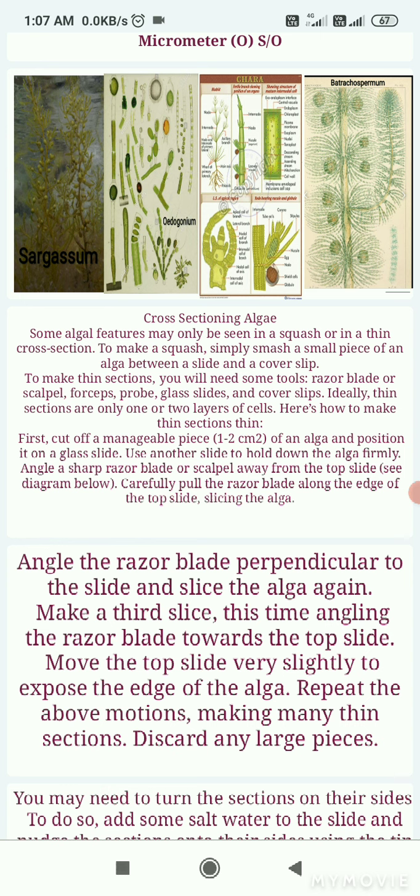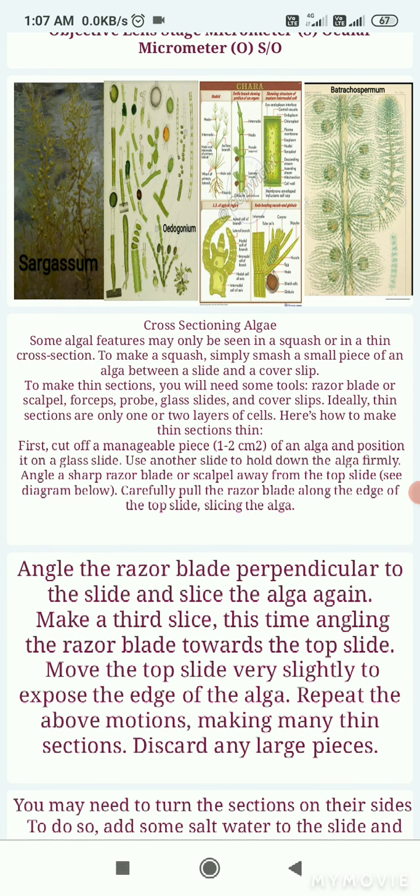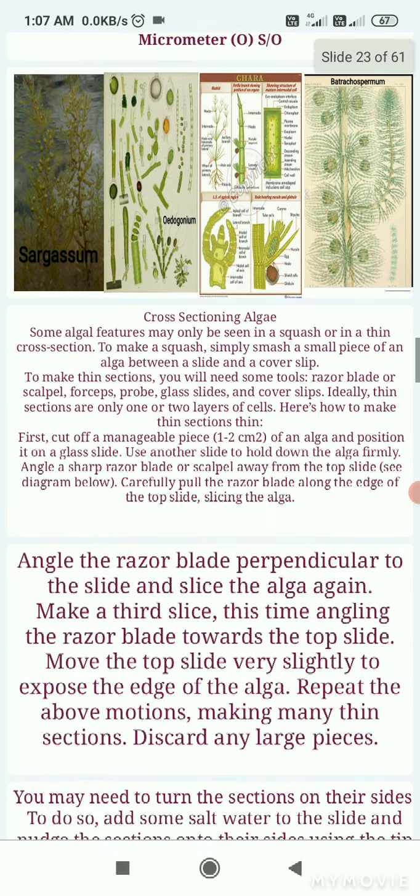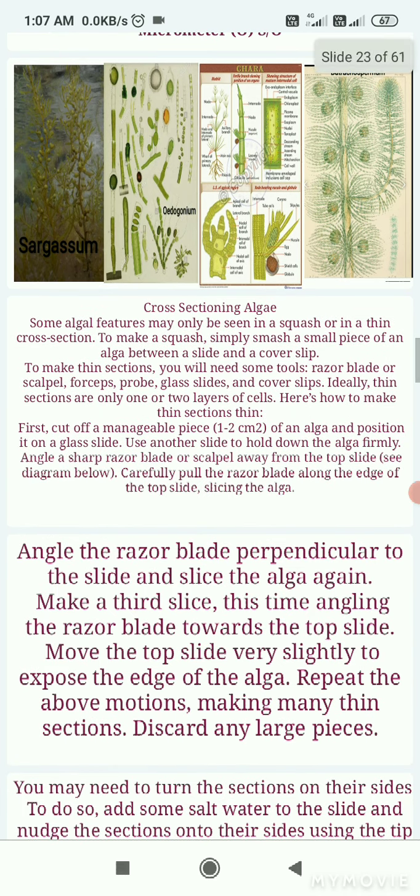Then you have to make thin sections. You will need some tools which are present in the dissection box, likewise razor blade or scalpel, forceps, probes, glass slides or cover slip. Ideally thin sections are only one or two layers of cells, and that's why making thin sections is the most challenging thing.